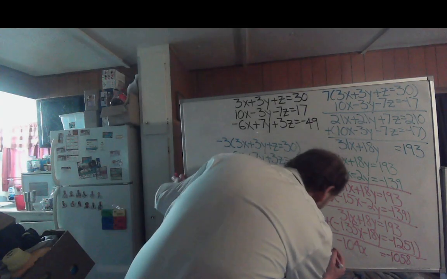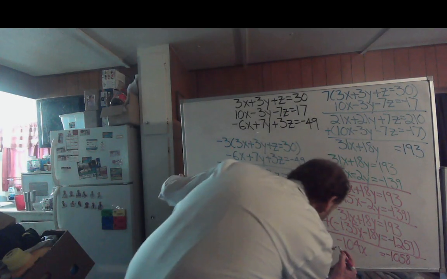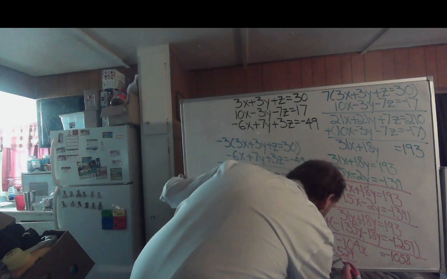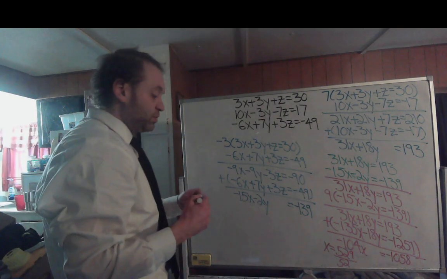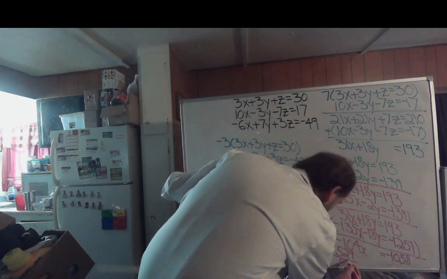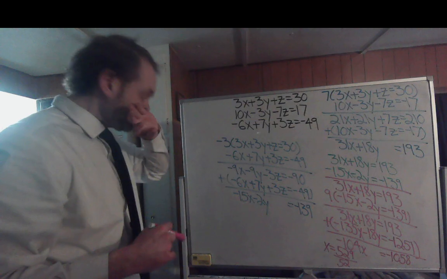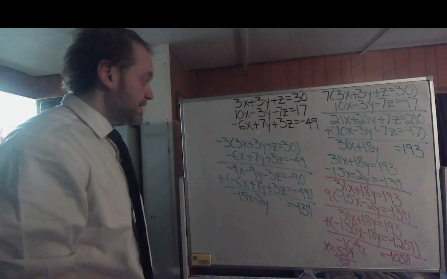So you're going to get a really nasty number for x. That's going to equal 529 over 52. You get 529 over 52 for x. Yeah, not pretty. Not pretty at all.